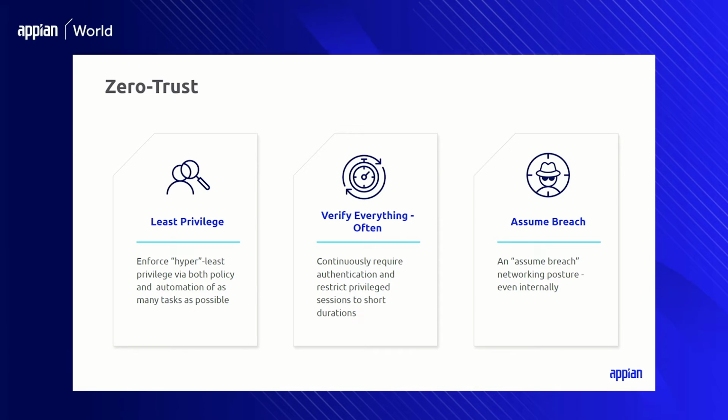And so zero trust can mean a lot of different things depending on who you ask and who you talk to. In our case, we've done some marketing around zero trust. You can find that online. This is essentially the same thing that we're reiterating here. We enforce hyper least privilege. So we do that via both policy and automation of as many tasks as possible.